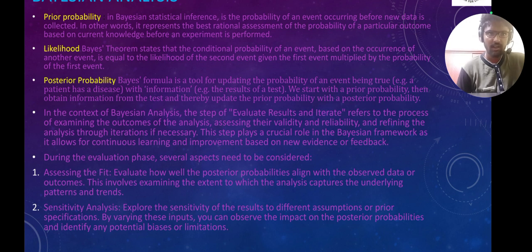In the context of Bayesian analysis, the step of evaluating results and iterating refers to the process of examining the outcomes of the analysis, assessing their validity and reliability, and refining the analysis through iterations if necessary. This step plays a crucial role in Bayesian frameworks as it allows for continuous learning and improvement based on new evidence or feedback.